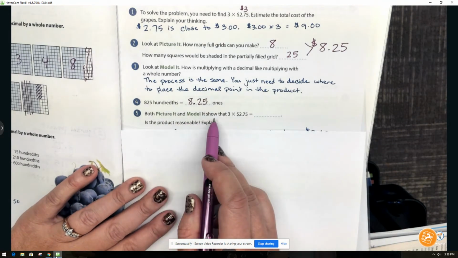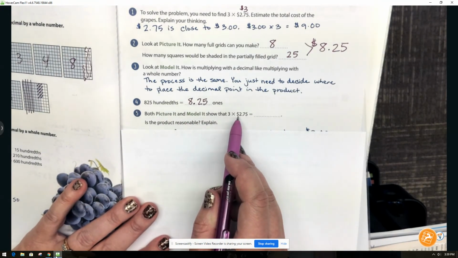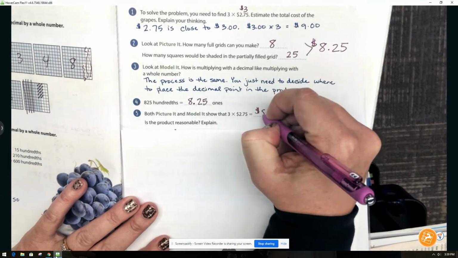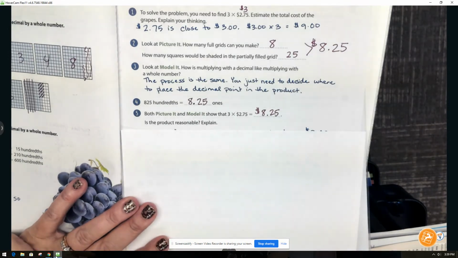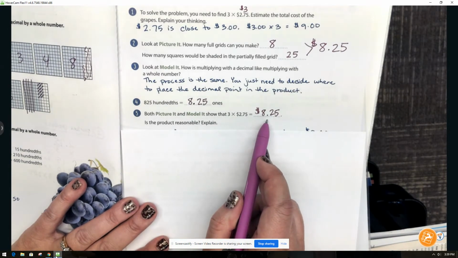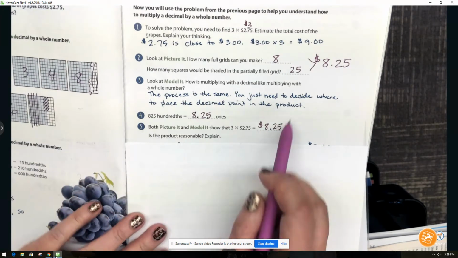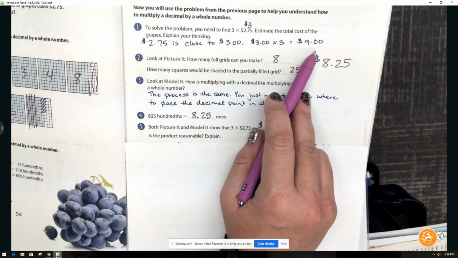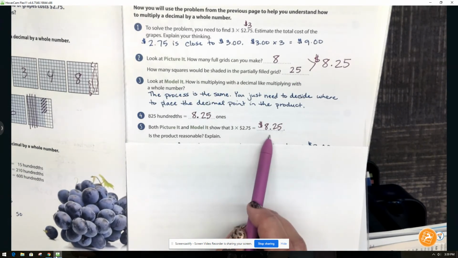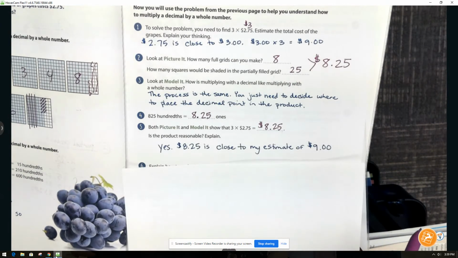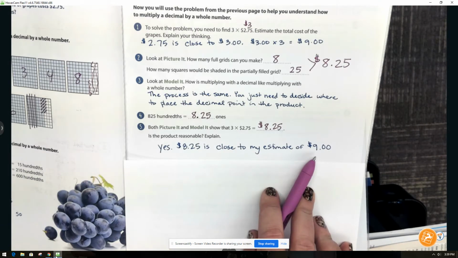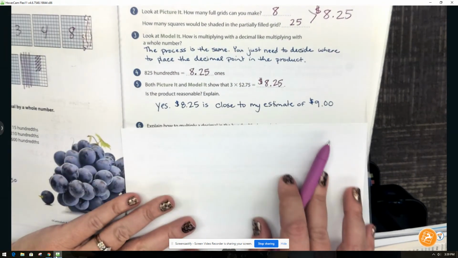Now, both the picture and the model show that 3 times $2.75 is $8.25. Now, is this product reasonable? So thinking back to our estimate said that our answer would be around $9, and we got $8.25, which is totally close to $9. So yes, $8.25 is close to my estimate of $9. It's definitely a reasonable estimate.